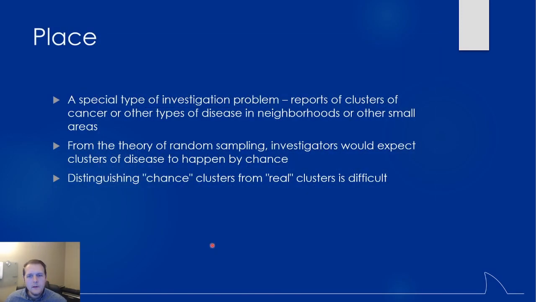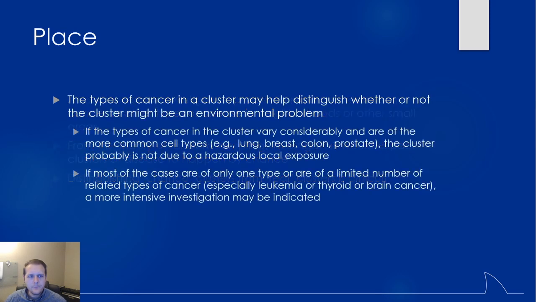Sometimes we'll be looking at reports of clusters of, say, cancer or other types of disease in, say, a particular small area or like a neighborhood. And again, just from the theory of random sampling, there are certain things we would expect to see just by chance alone. And this is the challenge with epidemiology, is that you're going to try to determine what's chance clusters from actual real clusters. And again, just by saying, hey, 3 people develop leukemia in this one school, that could just occur due to random chance and not be a real common problem.